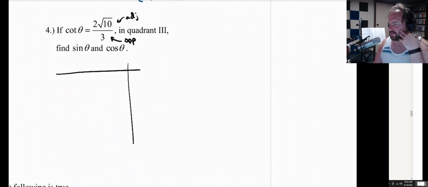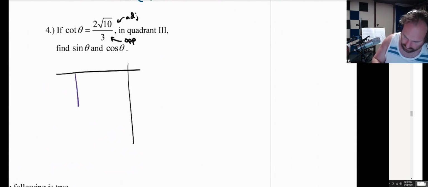I have no idea what 2 times the square root of 10 is. Is it more or less than 3? That's a good question. Well, the square root of 10 is a little more than 3, so 2 times that. So there's approximately a 2-to-1 relationship. I just want to make sure I draw this kind of accurately. It's going to look something like this.